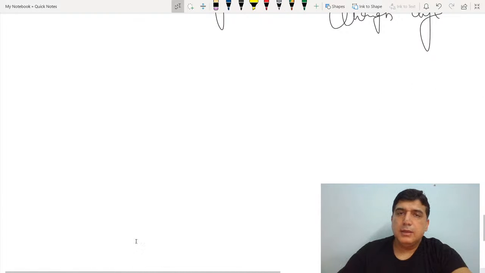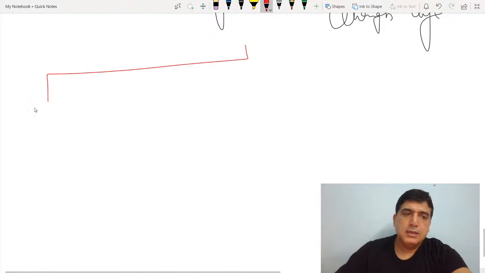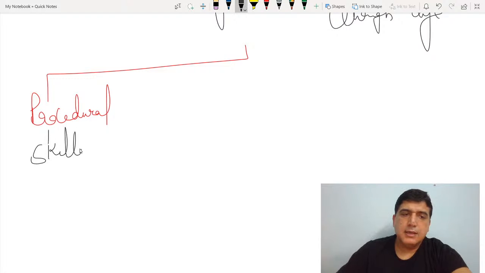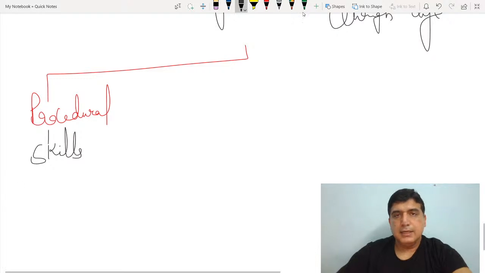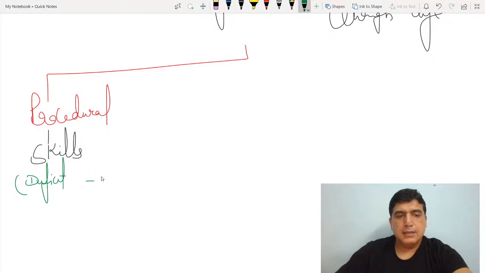Implicit memory, the further subtypes of implicit or non-declarative memory. Procedural memory. Procedural memory is about skills. How to play cricket, how to drive a car, how to play badminton, skills. Deficit occurs in subcortical dementia.